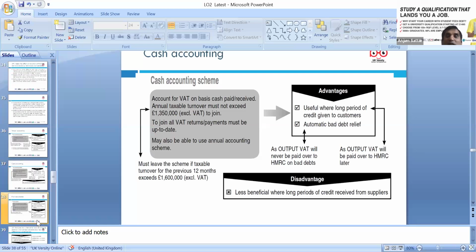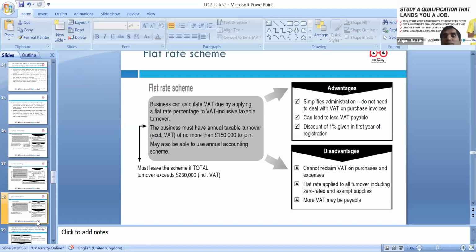Okay, that's which we can look around. Flat rate, of course, you can choose the flat rate, just one rate you're paying, on various types of business. You can choose the flat rate if your annual turnover is no more than 150,000, and then you must leave the scheme if your turnover increases to 230,000. If your turnover is more than that, you can't use this.